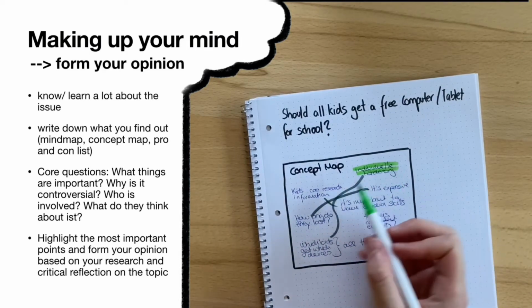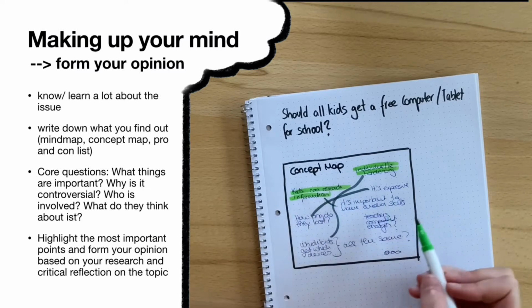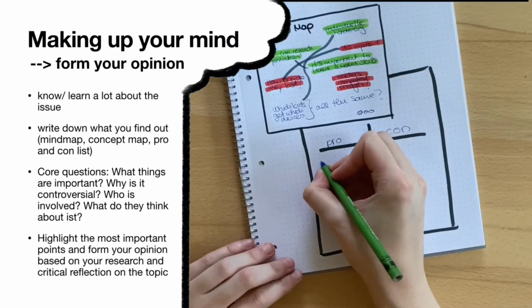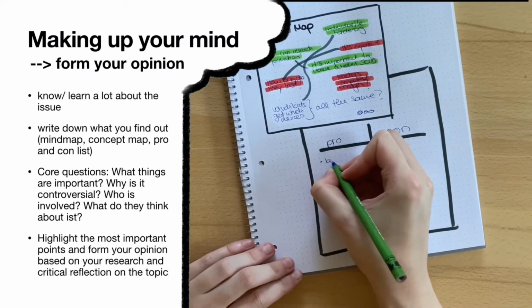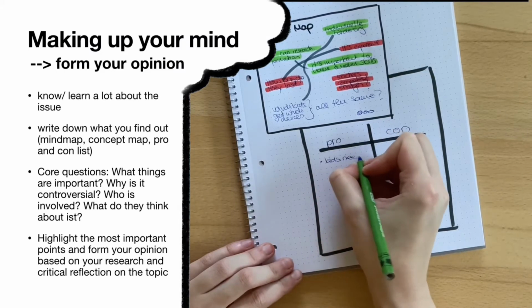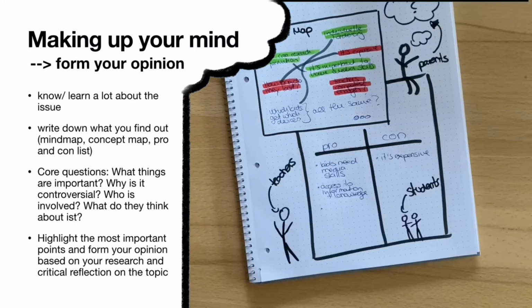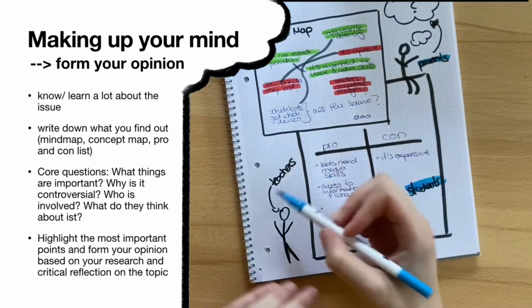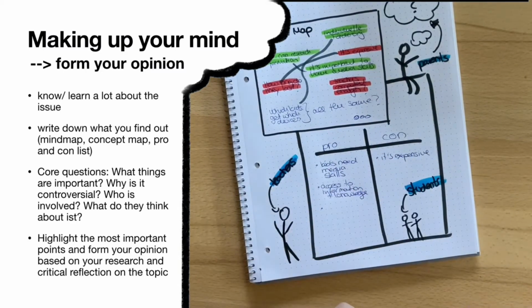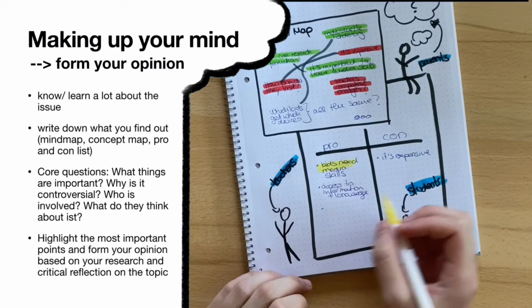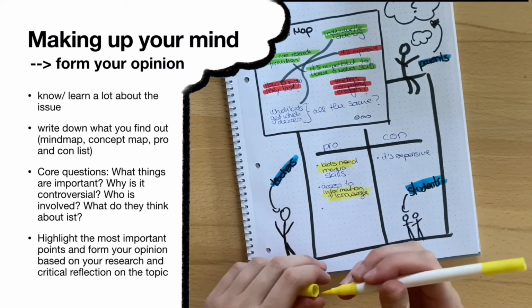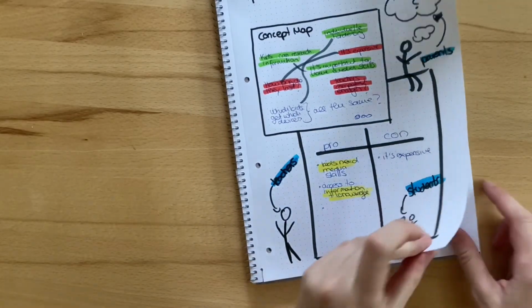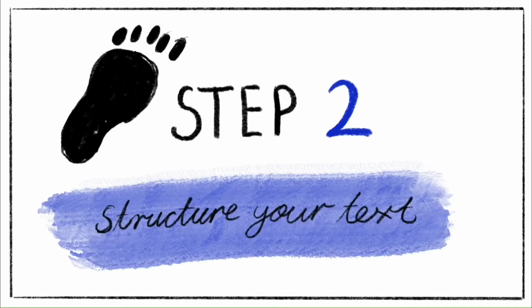You can either do it in a concept map or a pro and con list, or if you know a better way of writing it down, do it as you like. But make sure that you thought about the topic a lot. What things are the most important ones? Why is it controversial? Who is involved? What do they think about it? Keep those questions in mind. After you wrote everything down, highlight the most important things for you. Having done that, it's already time for step 2, structuring your text.